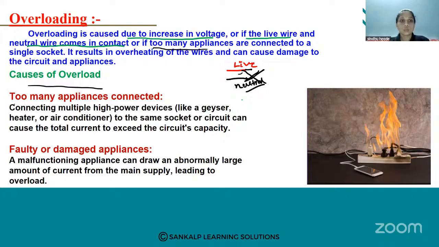First cause, too many appliances are connected. So ಇಲ್ಲಿ ಸರ್ಕ್ಯೂಟ್ ಅಲ್ಲಿ ಜಾಸ್ತಿ ಕರೆಂಟ್ ಕನ್ಸಂಪ್ಷನ್ ಇರೋ ಅಪ್ಲಯನ್ಸಸ್ ಲೈಕ್ ಗೀಸರ್, ಹೀಟರ್ ಆರ್ AC, they all are connected at a time. That time some chances are there for overload. So first cause is too many appliances are connected at a time. Second cause, faulty or damaged appliances. ಕನೆಕ್ಷನ್ ನಲ್ಲಿ ಫಾಲ್ಟ್ ಆಗಿರೋದು ಅಥವಾ ಹಾಳಾಗಿರೋ ಅಪ್ಲಯನ್ಸಸ್ ಅನ್ನ ಕನೆಕ್ಟ್ ಮಾಡಿದ್ರೂ ಕೂಡ ಇಟ್ ಕಾಸಸ್ ಸಮ್ ಓವರ್ಲೋಡ್.